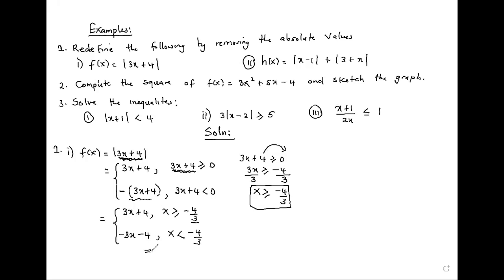On the second inequality, 3x plus 4 less than 0, why are we not putting less than or equal to 0? Because I will put the equal on top. All right.